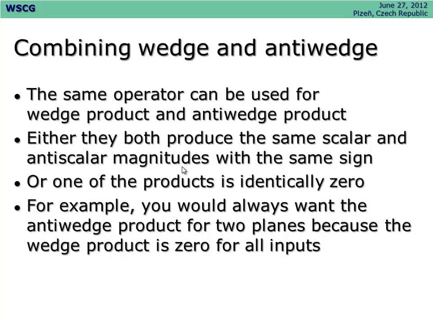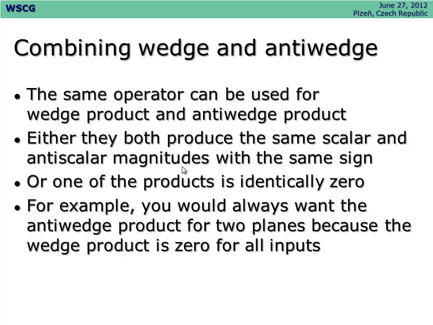So it's automatically 0. So you could just use the upward pointing wedge for all your products and just say that, okay, you take either the wedge product or the anti-wedge product, whichever one gives you useful information, because the other one's just going to give you 0.